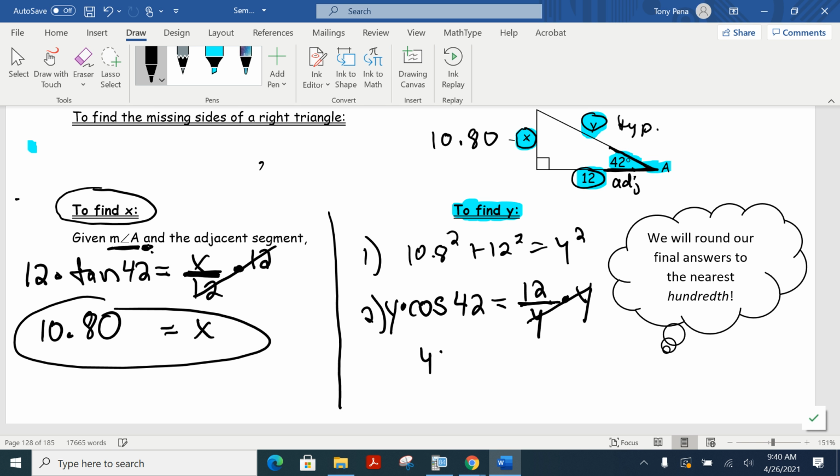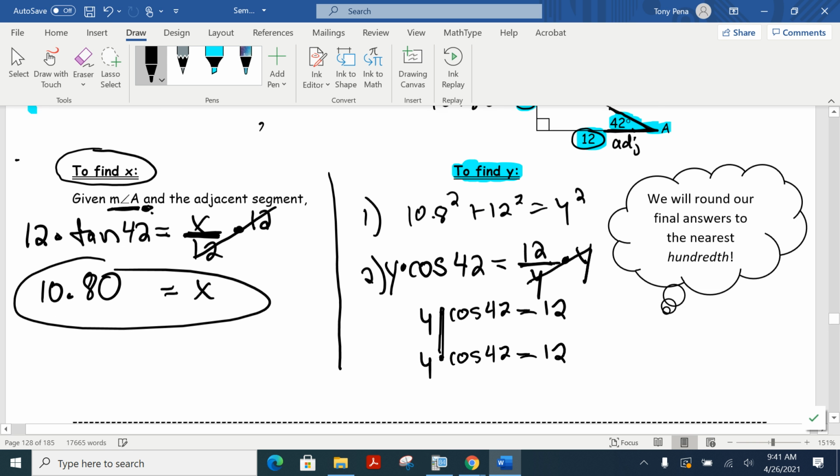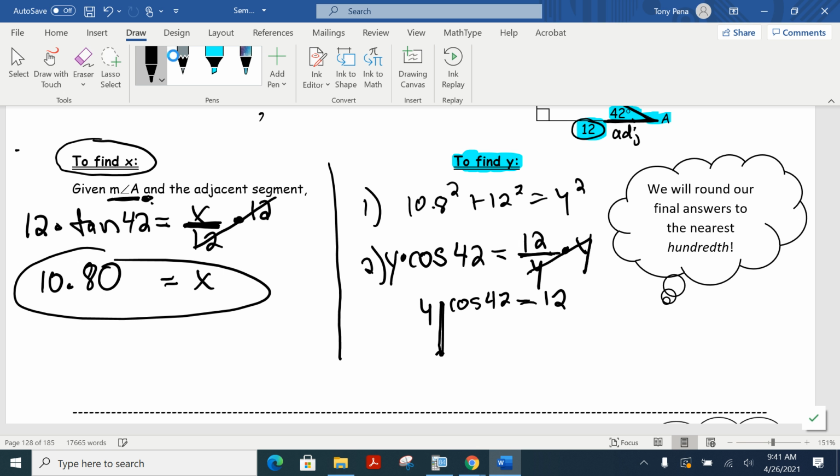So what our equation now looks like, it looks weird, is this. And if I now tell you to solve for y, if I want to get this y by itself, can't we undo multiplication with division? So let me clean this up a little bit. If I divided by that cosine of 42, and this is how you're now going to plug this into your calculator. So divide by the cosine of 42, it obviously cancels this one out.